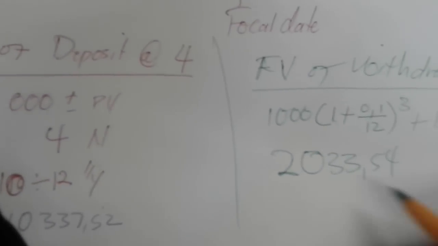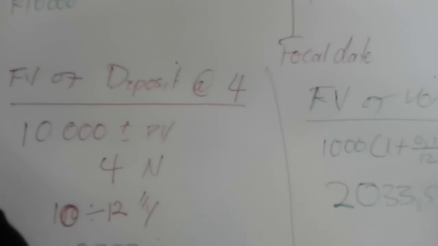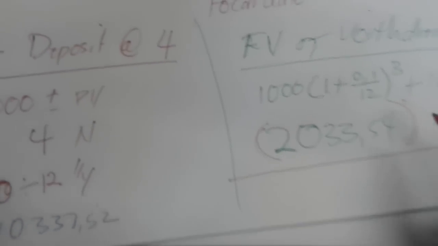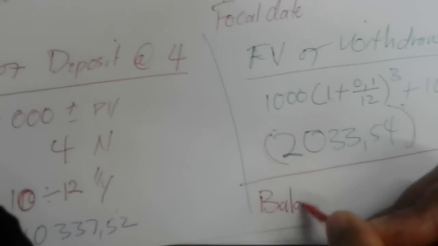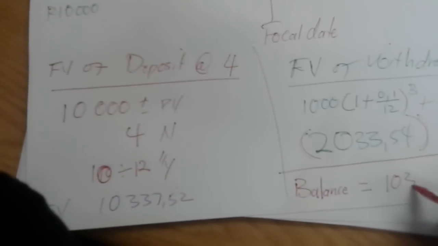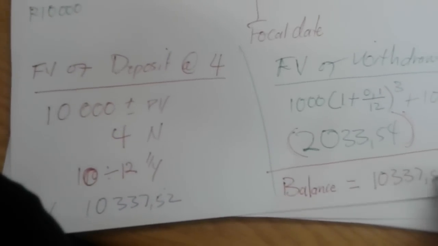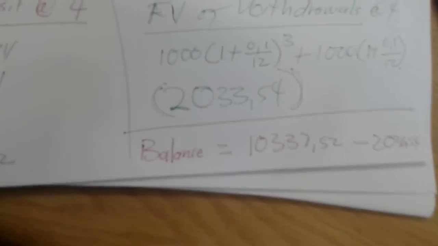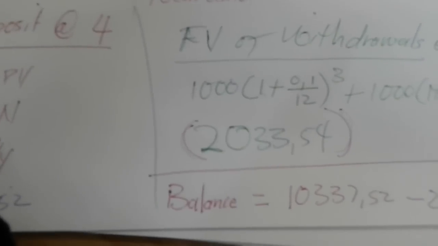2033.54. Now, the balance. Since this is the future value of deposits and the future value of withdrawals, the balance is the difference. Balance is equal to 10,337.52 minus 2033.54, and that is it. And now you'll get your answer.